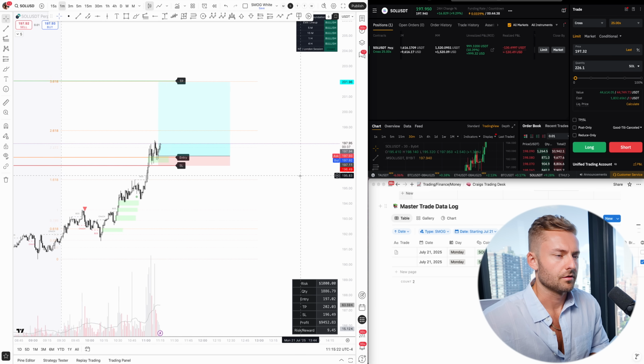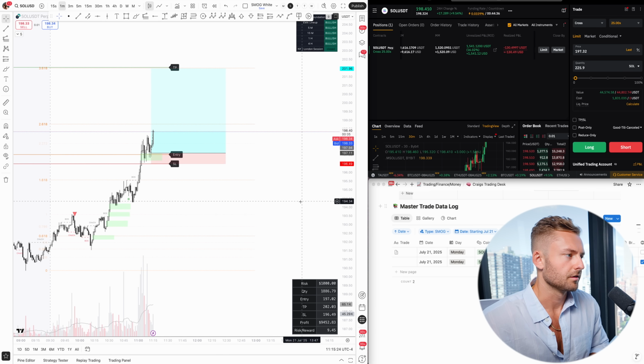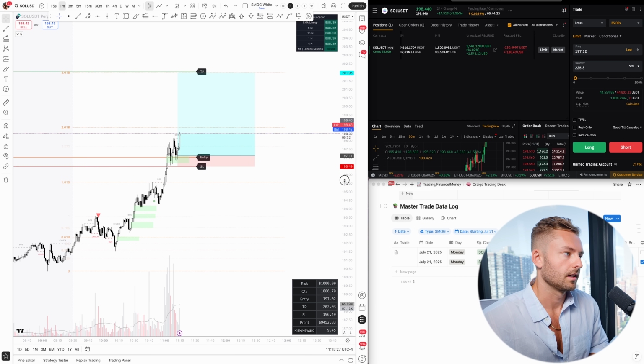All right, so the market's starting to trend. We're up about 1 risk factor, which is good. So we'll see if we can continue pushing and get a nice move here on SOL.